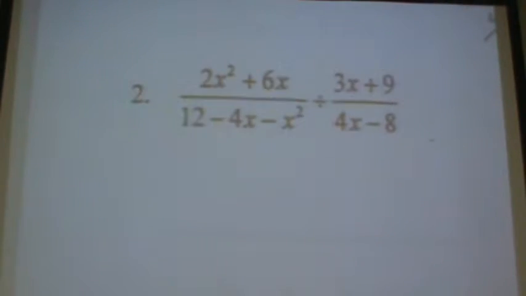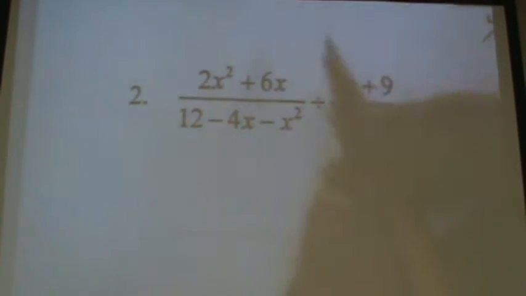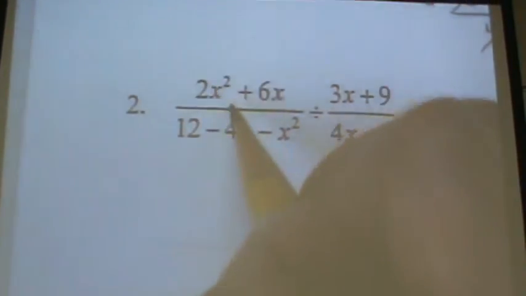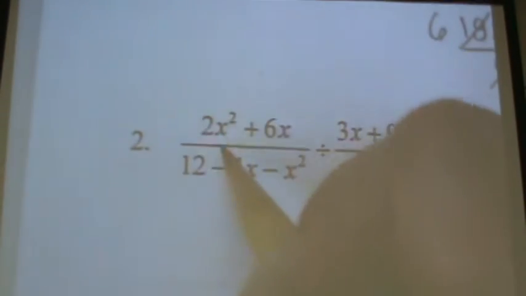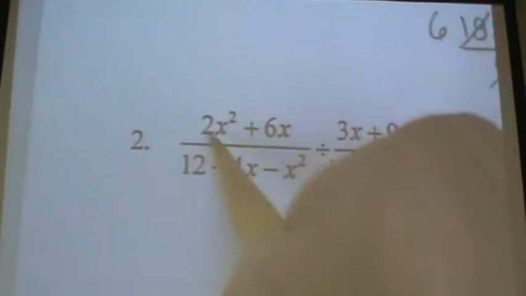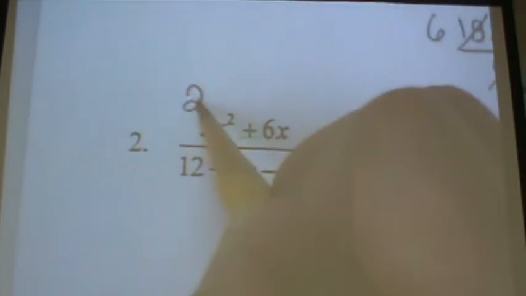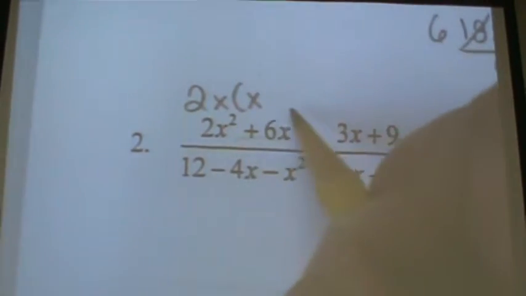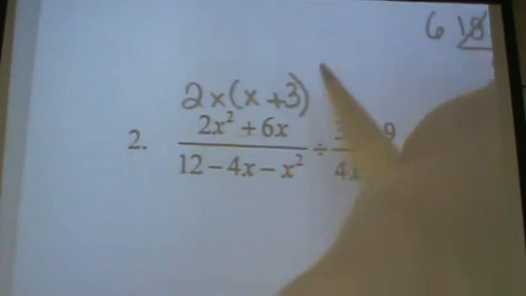Number 2. We have to factor this. What factors? I'm going to do these on top like this. What is this factor to be right here? Take out a what? 2x. And you're left with x plus 3, correct?